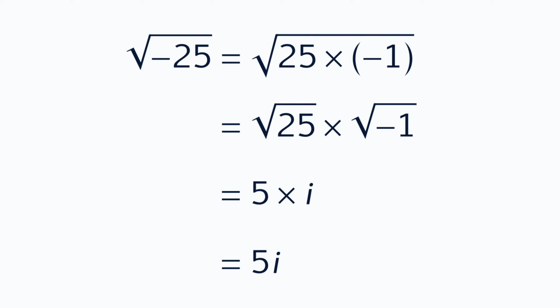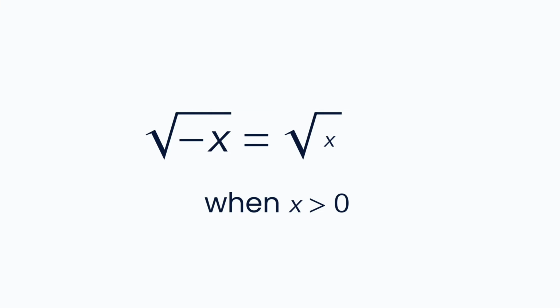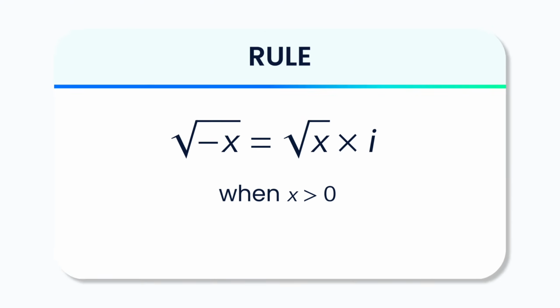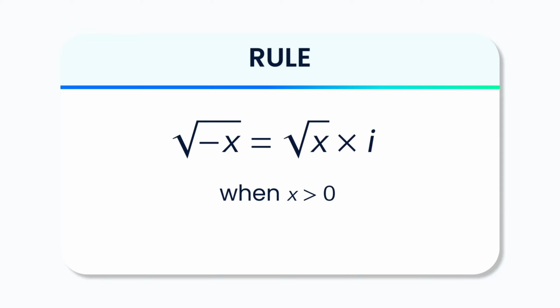This would work for any negative number. The square root of -x, when x is greater than 0, equals the square root of x times the square root of -1, which equals the square root of x times i. Let's use this rule when looking at another example. You want to calculate the square root of -144.